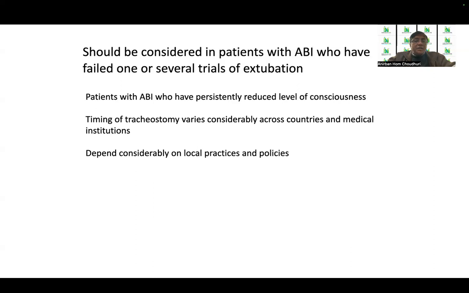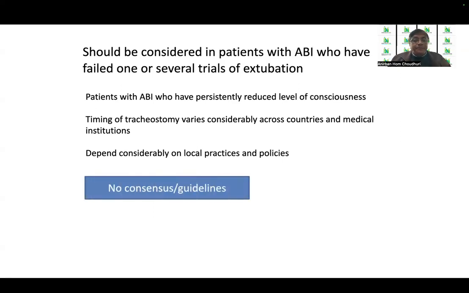mechanical ventilation. The timing of tracheostomy varies considerably across countries and even among the medical institutions within the same country. And this depends considerably on local practices and policies, and therefore they should be adhered to. And of course, individual case-to-case analysis has to be meticulously done before they're implemented. So there is no consensus or guidelines as to when to start tracheostomy.